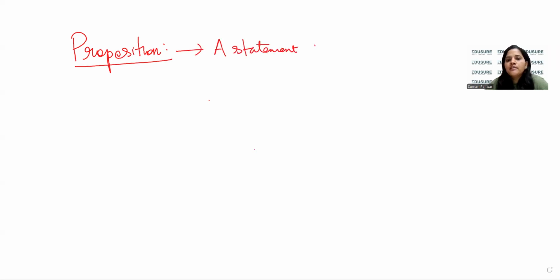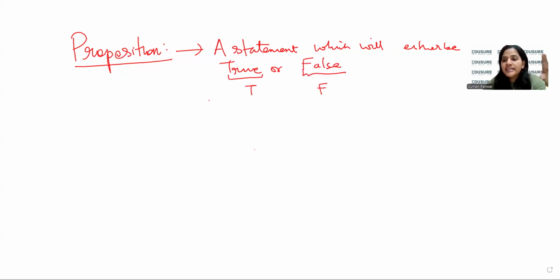which will either be true or false. Okay. So we denote true by T and false by F. Say a proposition is a statement which will either take the T value or the F value. It cannot take both the values and it has to take one of these values.